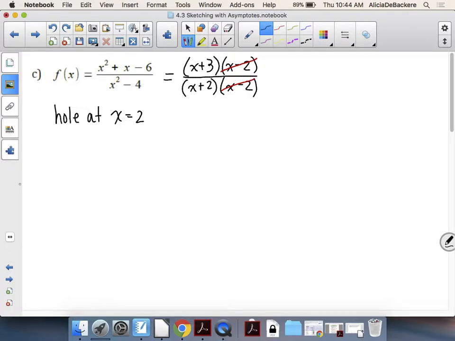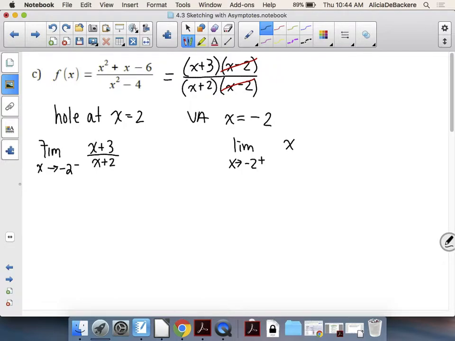There's also a vertical asymptote because there's a remaining factor in the denominator. So I can see that there is a vertical asymptote at x equals -2. So I'm going to take a look at the behavior on either side of that vertical asymptote by taking the limit as I approach -2 from the left and taking the limit as I approach -2 from the right. Now I can just use that remaining function because I know that that x minus 2 factor canceled and became a hole. So I'm just going to consider the x plus 3 over the x plus 2 as I'm doing this.